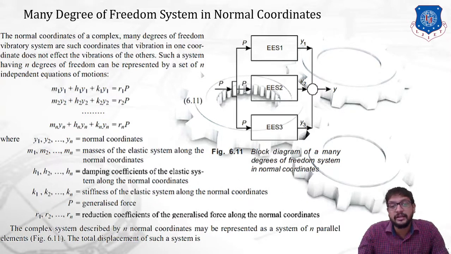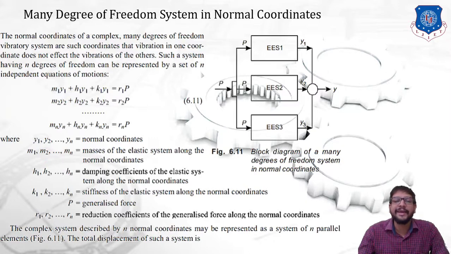Now in our case there are three elastic systems, so three equations of motion. As many elastic systems as there would be, we can make n number of equations, right? So m1y plus h1y plus k1y is equal to r1p. Similarly m2y plus h2y plus k2y is equal to r2p, and so on, where y1, y2 up to yn are the normal coordinates.